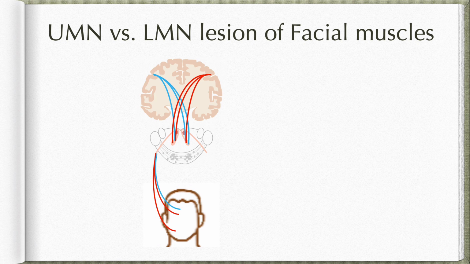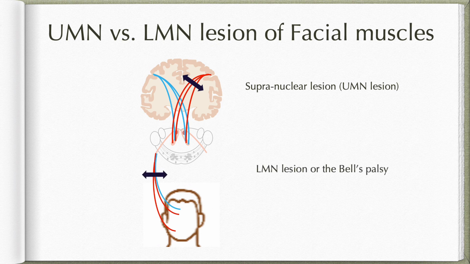In case of supranuclear lesion, the contralateral facial muscles on the lower half of the face are paralyzed, but the upper half of the face will be spared because they are also receiving inputs from the other cortex. Whereas in case of the lower motor neuron lesion, otherwise known as Bell's palsy, there is a complete ipsilateral paralysis of the facial muscles, which includes both upper and lower half of the face.